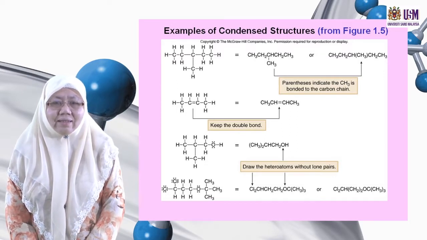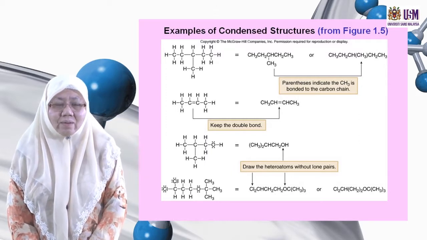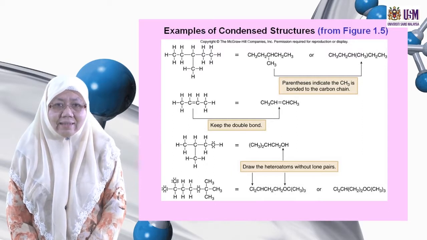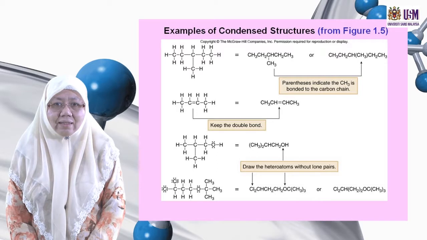When we have a branch with a methyl, it can either be written out as in the one on the left, or it is written in the brackets as in the one on the right. And then when we have a double bond, this double bond is always written out as in the example given. And when we have a hydroxide, which is the OH group, the OH is still written as it is. So the hetero atoms are always drawn without the lone pairs. And in the last example, we can see we have two chlorides, which is the Cl. They are drawn without the lone pairs.